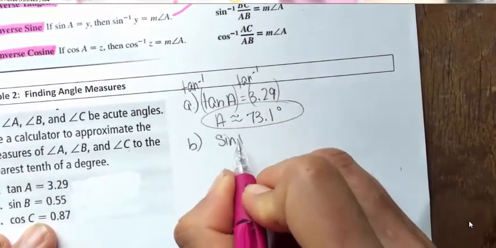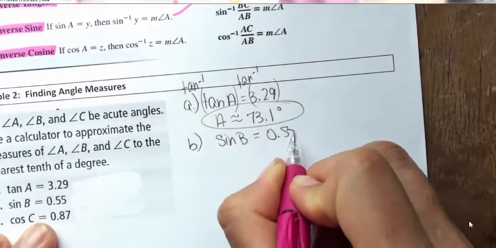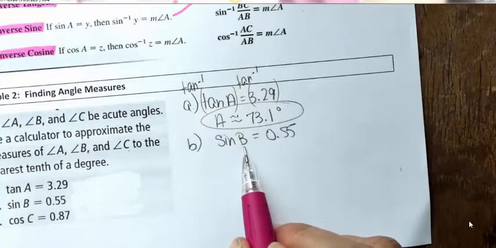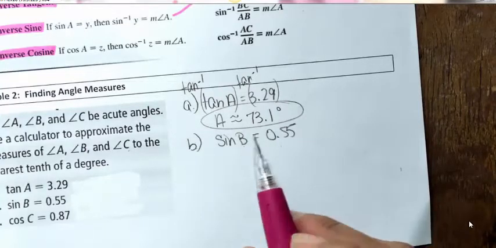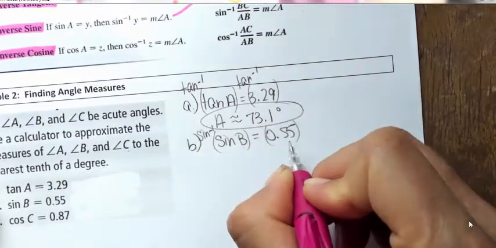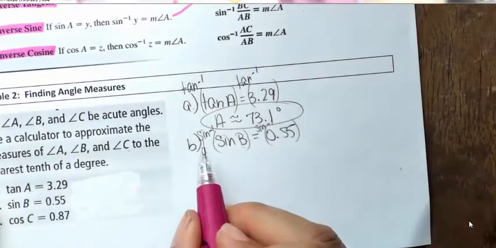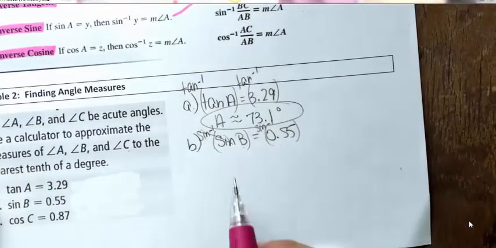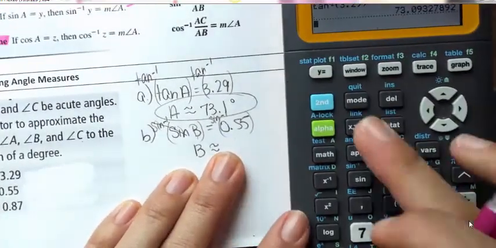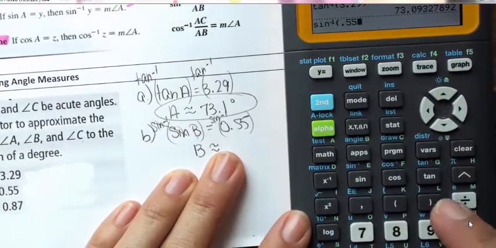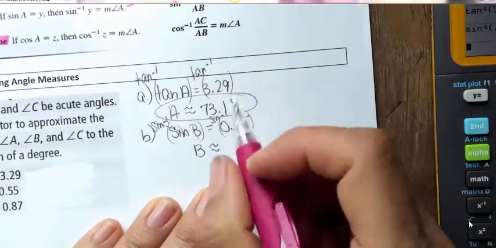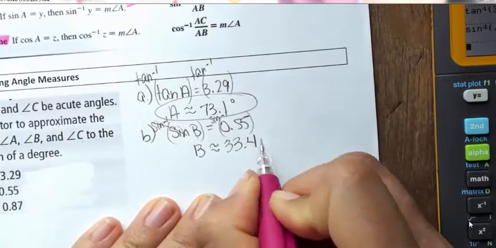So now I'll do sine of angle B is equal to 0.55. This is the ratio. This is where my B is. It's stuck in that sine function. The only way I can solve for B is to do the sine inverse. So I sine inverse both sides, because what you do on one side has to happen to the other. Taking the inverse of a function undoes that function. You're just left with the input. And then I use my calculator. Sine inverse of 0.55 is 33.4. We're rounding up there. Degrees.